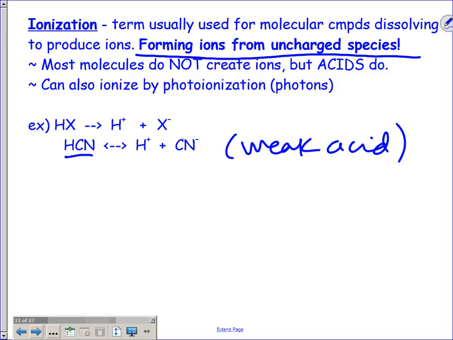And it does not do that fully. It does not ionize, it does not ionize fully. So it's got like 1% ionization. I mean, I'm making it 1%, it might be 5%, but it's something really, really low.